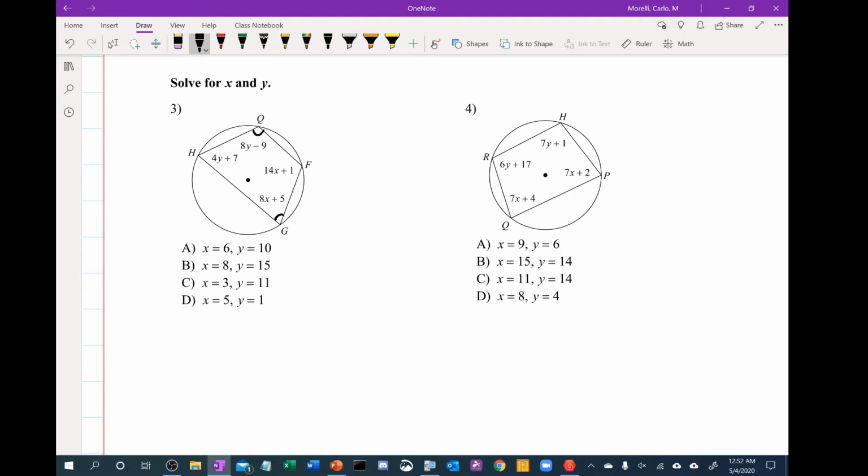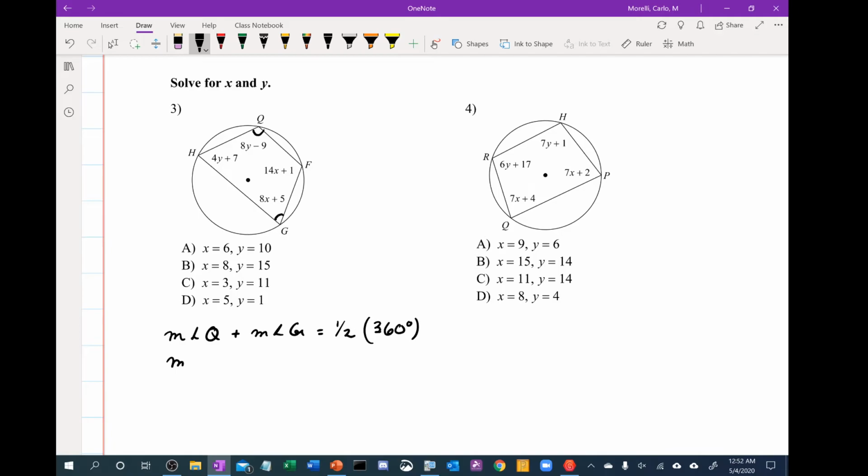Let's write it out. So the measure of angle Q plus the measure of angle G has to be equal to 1/2 of the total measure of the circle. Okay, because remember, the measure of the arc is twice the measure of the angle. So that would be 1/2 of the total measure of the circle, which is 360 degrees. And half of 360 is 180.